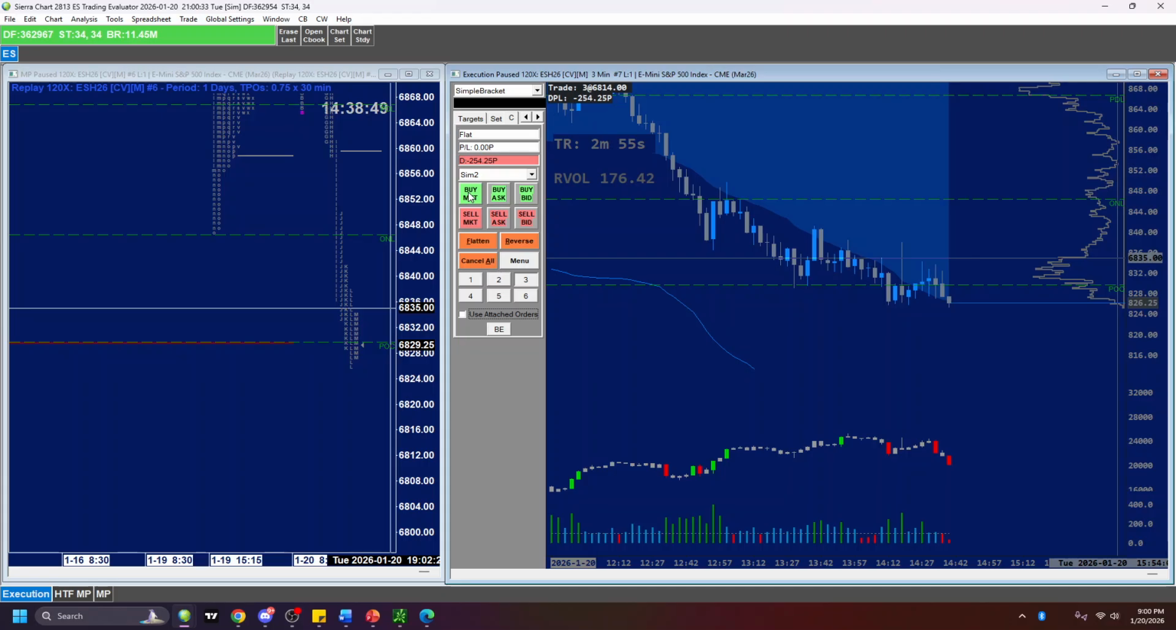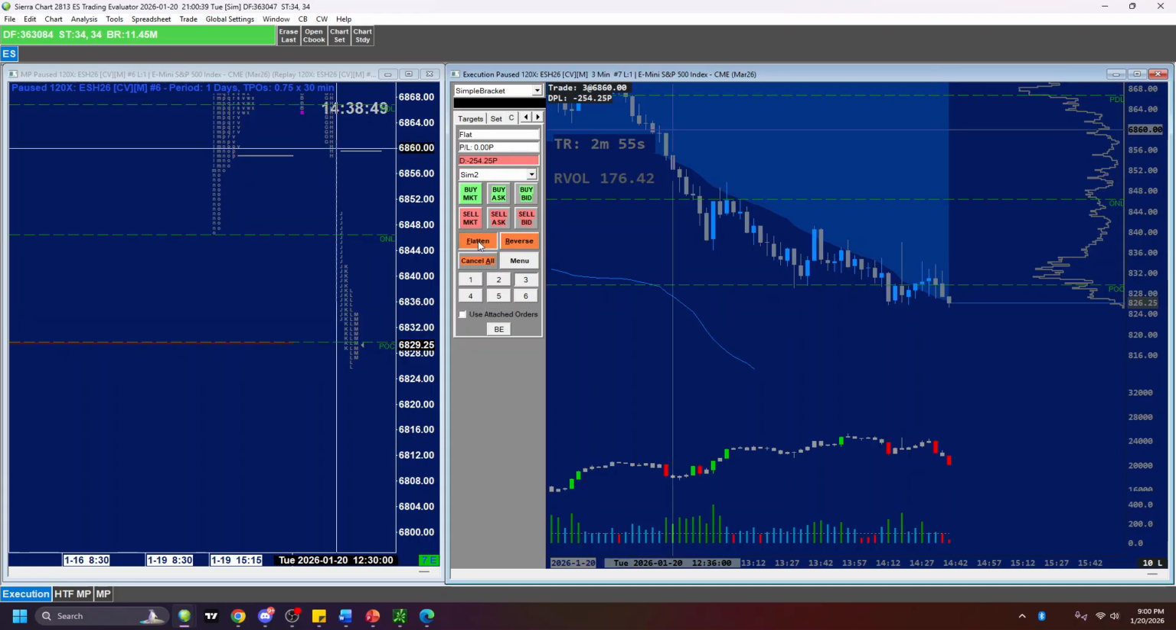I don't know what that is. This is all screwed up because I have something from my script. Anyway, that's where I would have taken the trade off right here.